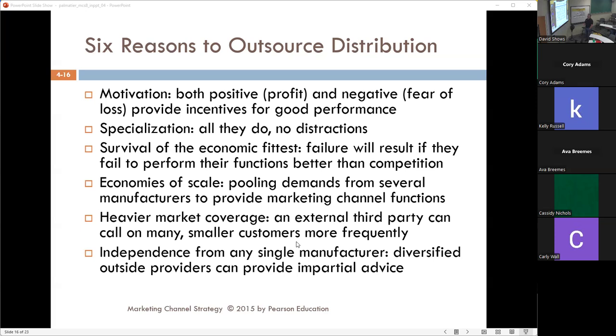The drive to succeed and do their job better than the competition is directly coordinated or associated with their effort. Not only that, but because they do those things better and because they collect all of those same jobs that are like each other, they can pool demands for several manufacturers and provide channel functions across multiple outlets. This is the thing that a warehouse does that multiple retailers can't. The economies of scale live here.